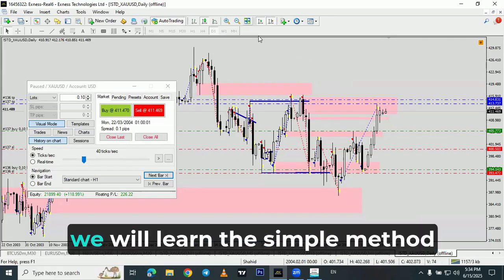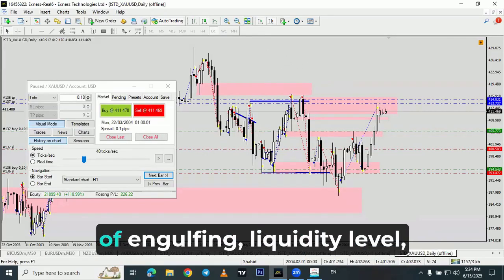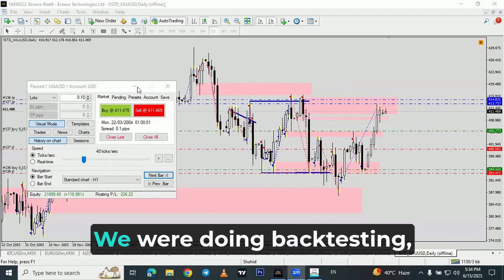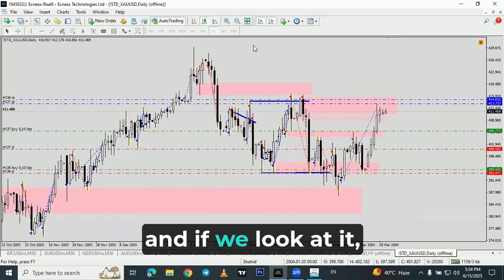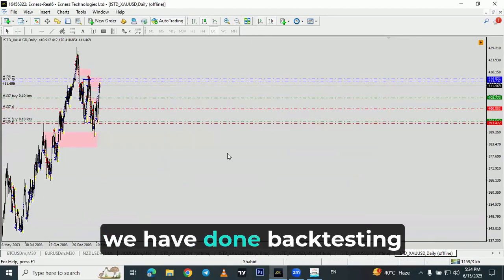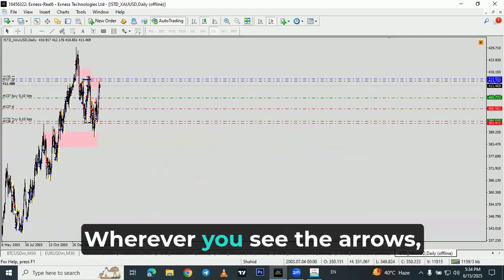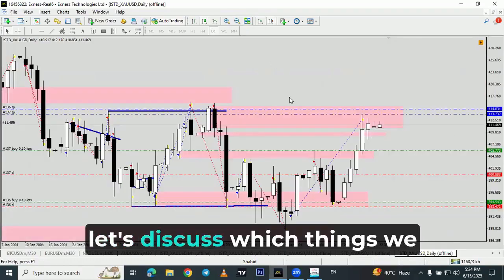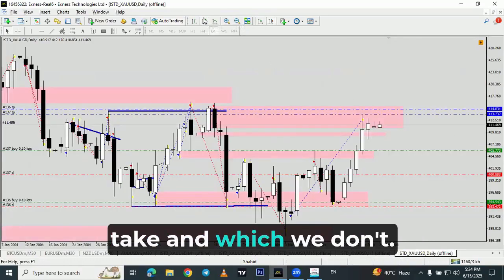In this class, we will learn the simple method of engulfing, liquidity level, entry module and market cycle, as we do in every class. We were doing backtesting, and if we look at it, we have done backtesting from class 16. Wherever you see the arrows, we have done all this backtesting. So first, let's discuss which things we take and which we don't.